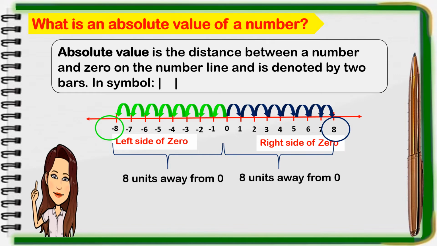Now, what did you notice? Tama! Ang distance ng negative 8 at positive 8 from 0 is the same. Therefore, the absolute value of negative 8 is 8. And the absolute value of positive 8 is also 8. Now, let us have more examples.